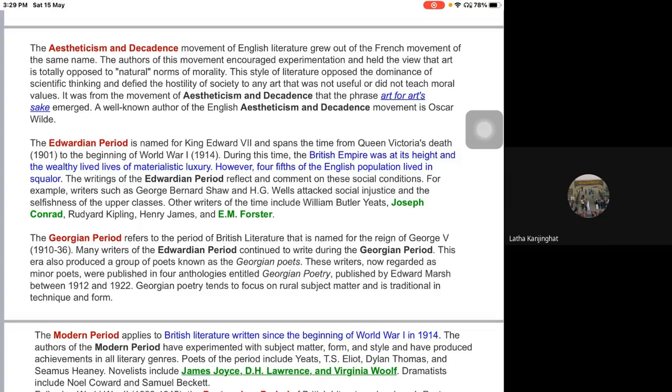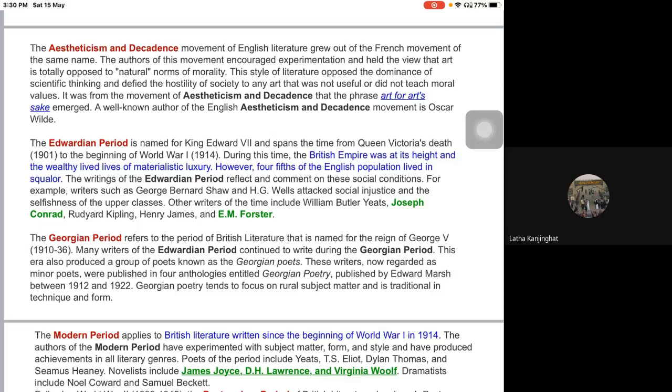But these people belonging to the aestheticism and decadent movement did not think that art needed to follow any rules regarding any sense of morality or any sense of answerability to any established moral values. Okay, and that is how this movement gave birth to the phrase art for art's sake. You might have heard of this phrase. Art is important for its own sake. It doesn't have to teach anything. It doesn't have to be didactic in its purposes.